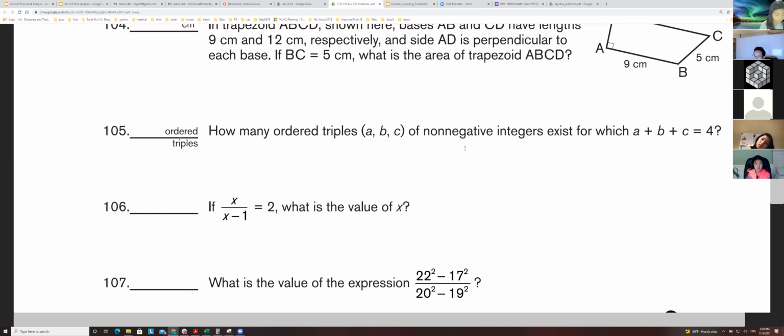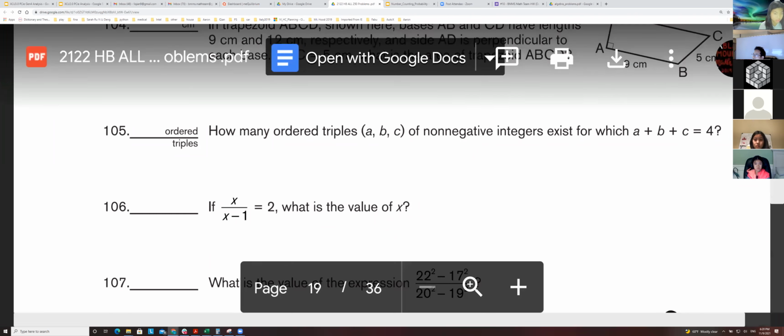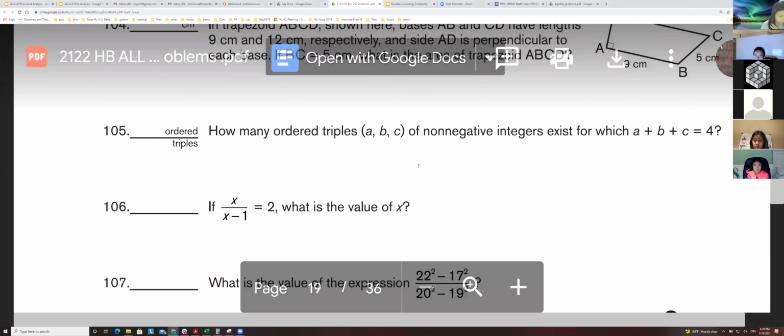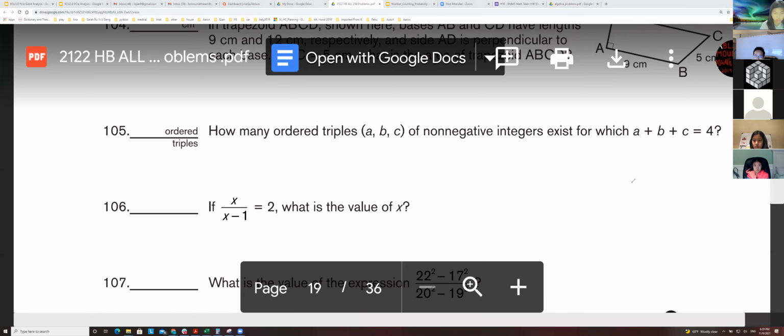And then 2, 1, 1. There's 3 possibilities. And then 2, 2, 0. There's also 3 possibilities. And if we add them up, we get 15. Yeah, so 4, 0, 0, we got 3 because anyone can be 4.